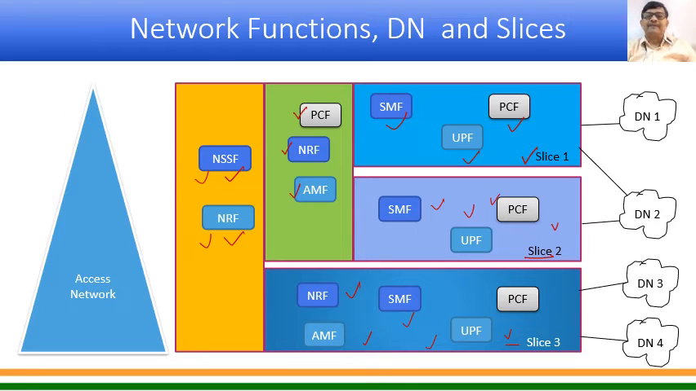So that means there will be certain network functions which are dedicated to a slice, there may be network functions common to more than one slice, and there may be network functions which are common to all the slices. The other aspect here is that a network slice can connect to one data network or more than one data network. But we also see that one data network is connected to more than one slice. That is also a possibility.